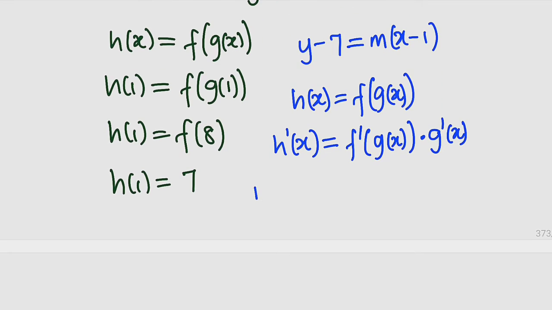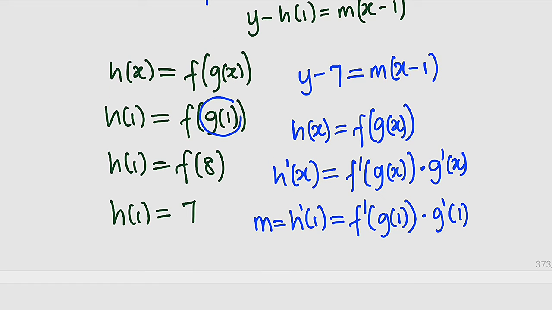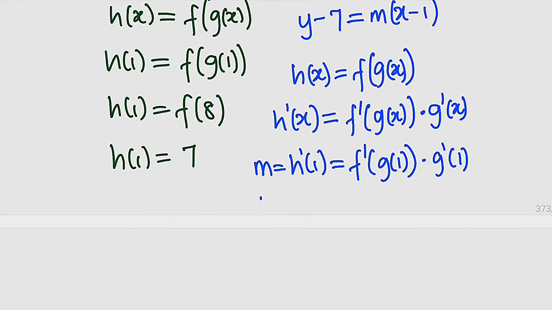Now the slope m is the same thing as h prime of 1, which is equal to f prime of g of 1 multiplied by g prime of 1. So let us find g of 1. I think we have it somewhere else. You see that? g of 1 was 8. So we can plug in 8 there. So we have m equal to f prime of 8 multiplied by g prime of 1.